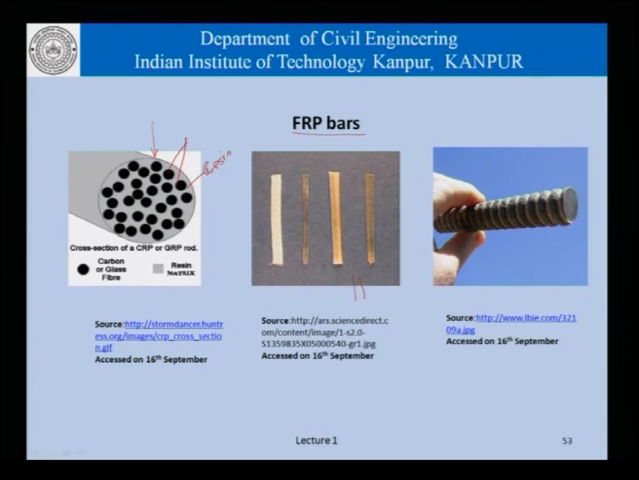commercially available, and these fiber reinforced plastic bars are available in different shapes and sizes, as can be seen in this picture here or this picture here. This one here is a typical example where the FRP bar really resembles a normal steel bar with all the ribs and so on, to ensure that the bond between the concrete and the reinforcing bar is not compromised.